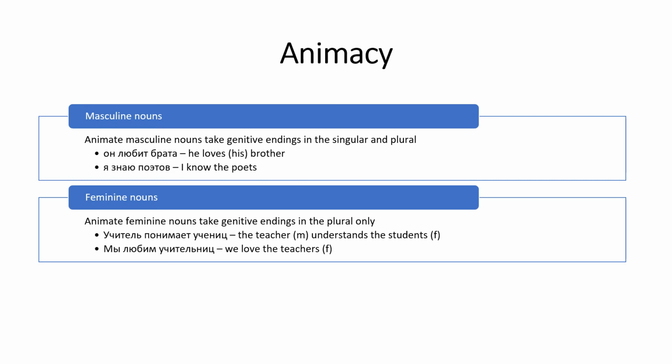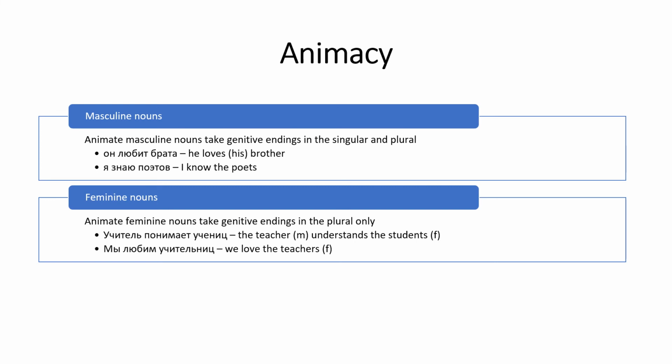So masculine nouns take genitive endings in both the singular and the plural. Он любит брата, he loves his brother, and я знаю поэтов, I know the poets. You would think that it should be он любит брат and я знаю поэты. But because these are animate nouns, they instead have genitive endings. Again, we're going to cover this in much more depth in the lesson on the genitive case.